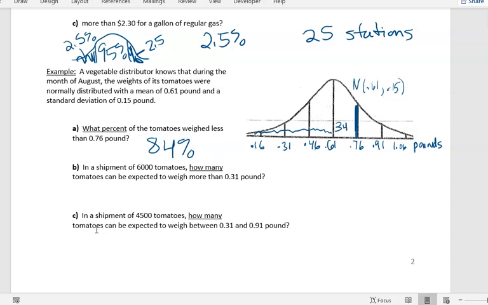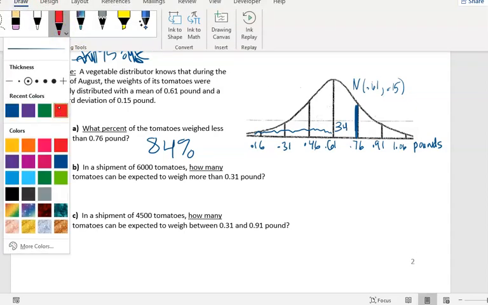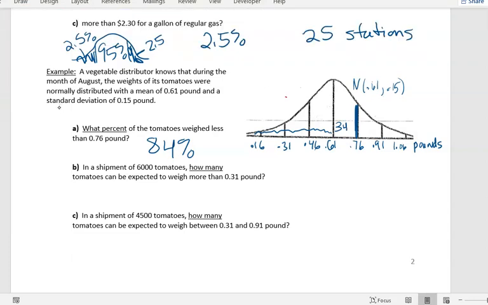In a shipment of 6,000 tomatoes, how many tomatoes can be expected to weigh more than 0.31? All right, here's 0.31. More than 0.31 means I want all the way over there. So I'm going to see how far that actually is. From the center, it's 1, 2 standard deviations to the left. And if I count out 1, 2 standard deviations to the right, that would take me to 0.91.